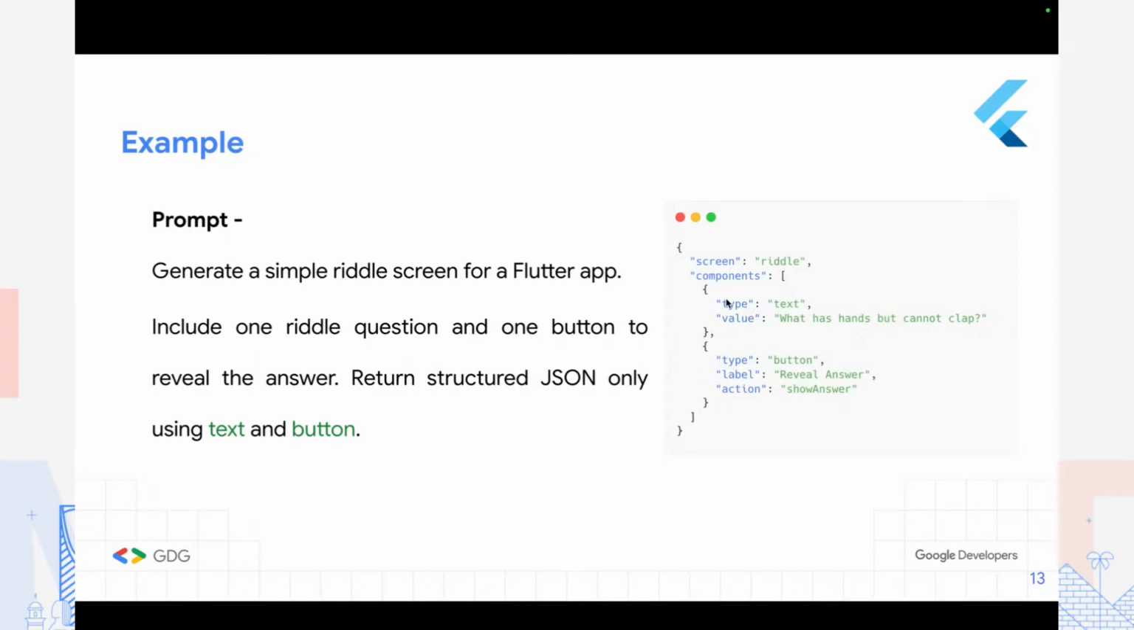Question with type text and value of that text, and then we also have one answer which is of type button, and show answer function is going to reveal the answer for us. I have also specifically mentioned using text and button. So this is a kind of prompt that is explaining everything in detail. This is the kind of response I got from the Gen AI. And let's see how we can break it down in our Flutter application.